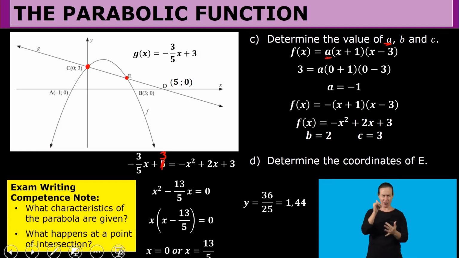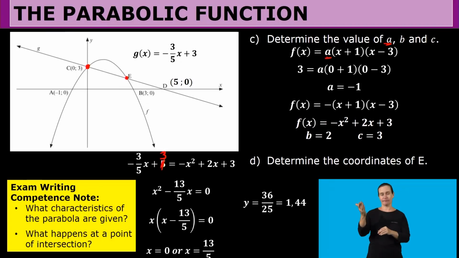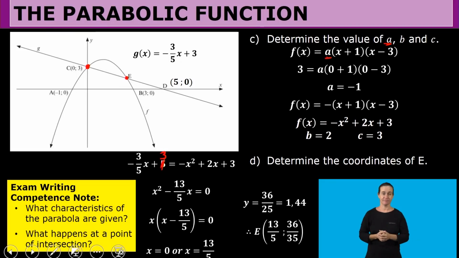We calculate the y value by taking the x value and substituting it into our original equation. Now, which equation can you use? You can either use the equation of G or the equation of F. It does not matter, because E is on both the straight line and the parabola. So whichever one you decide to use, you are going to get an answer where the y value is 36 over 25. And of course that means that the coordinates of E are 13 over 5 for the x value and 36 over 25.